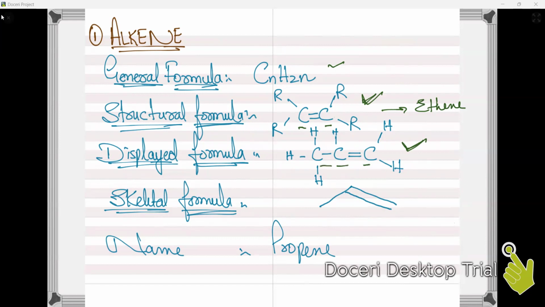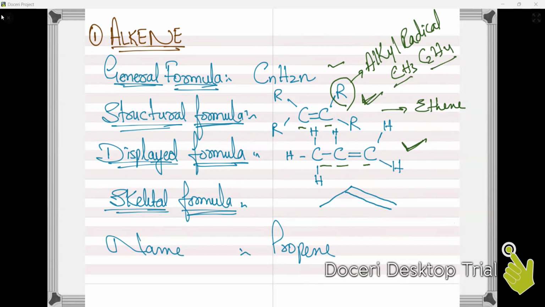And if there are three carbons, then it will be known as propene. Now, what does this R represent? This R represents an alkyl radical, which means it can be any group with a carbon attached to it. For example, it can be CH3, it can be C2H4. These are all alkyl radicals.